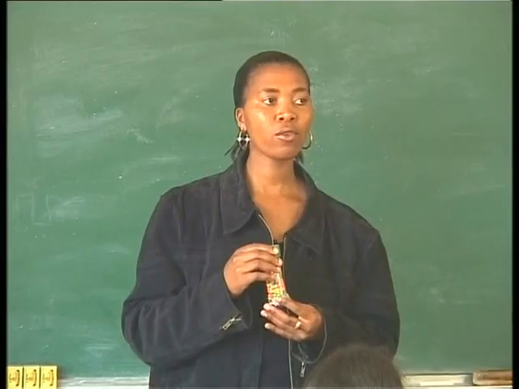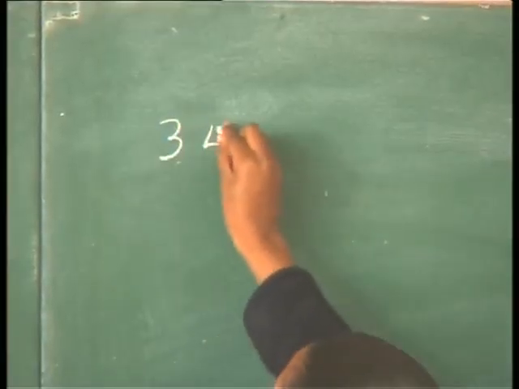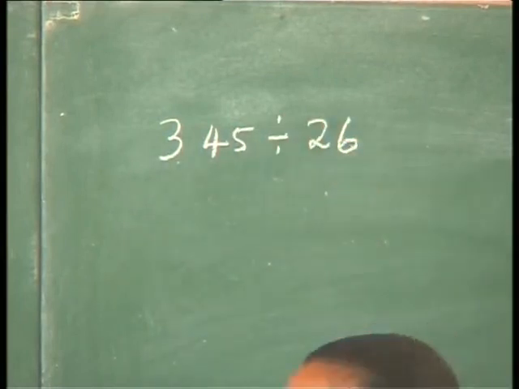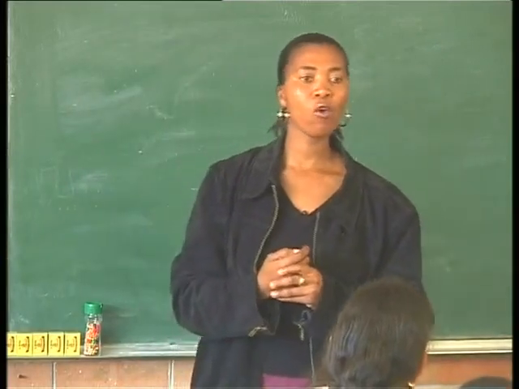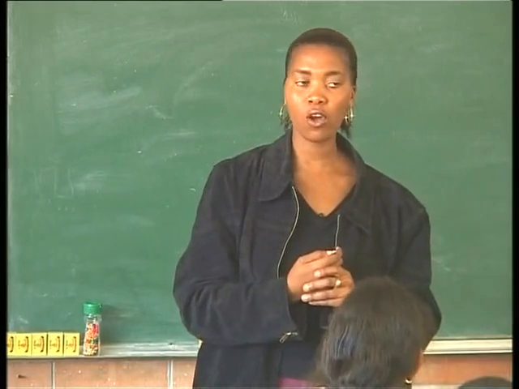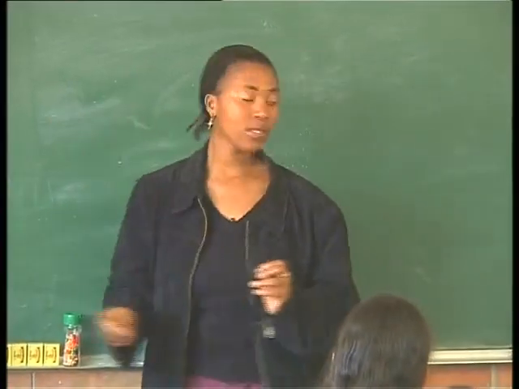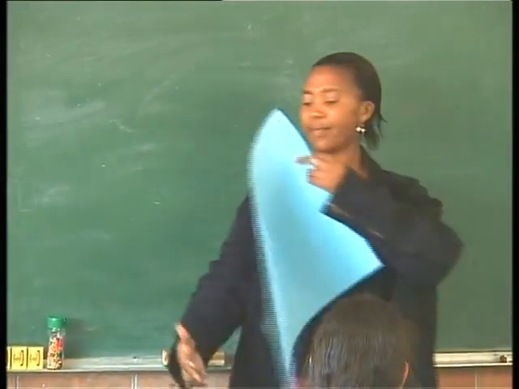So how am I going to divide them, Mandy? 345 divided by 26. That's correct, Mandy. It's 345 divided by 26. So it means we have to do long division. And I hope you still remember last year you did long division. Am I right? Yes. Now, if we are doing this sum using the long division method, the standard way, it will look like this.